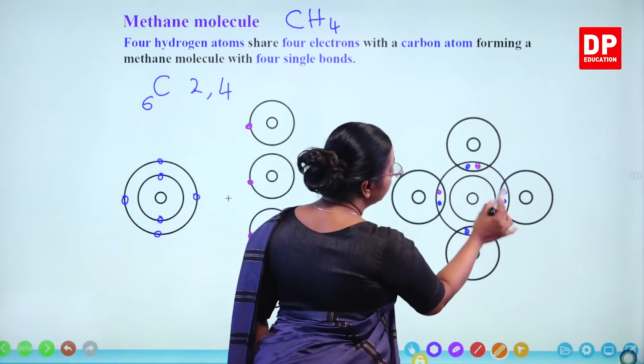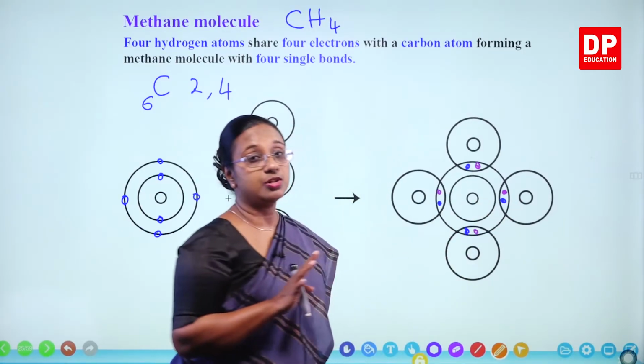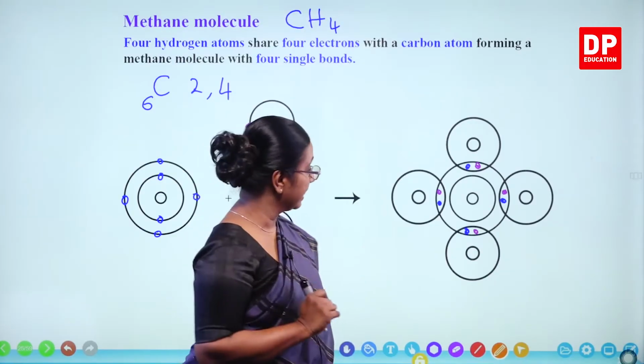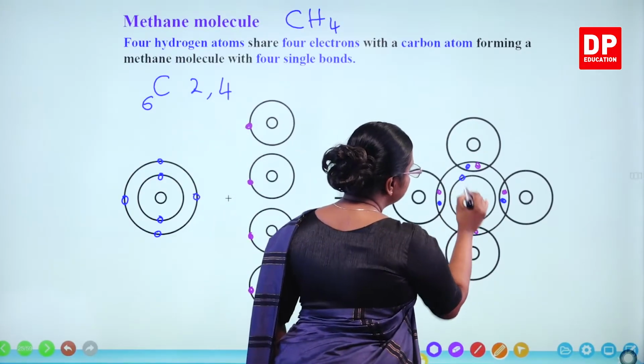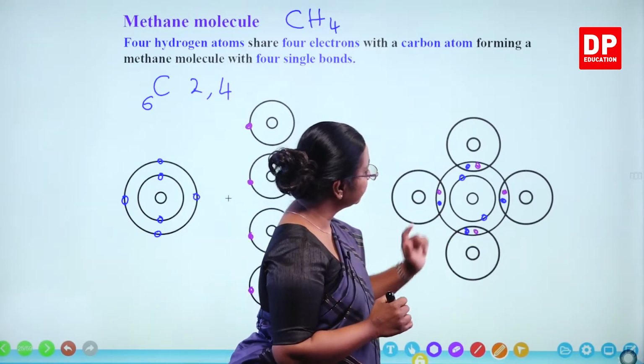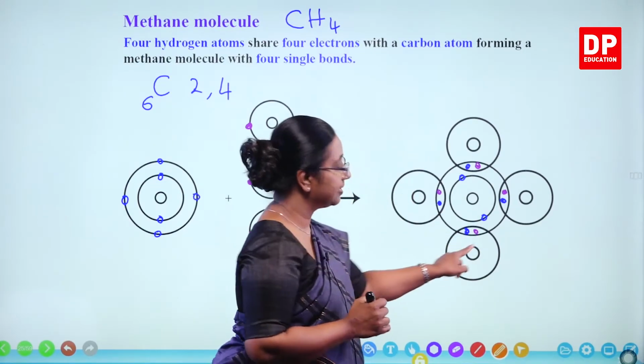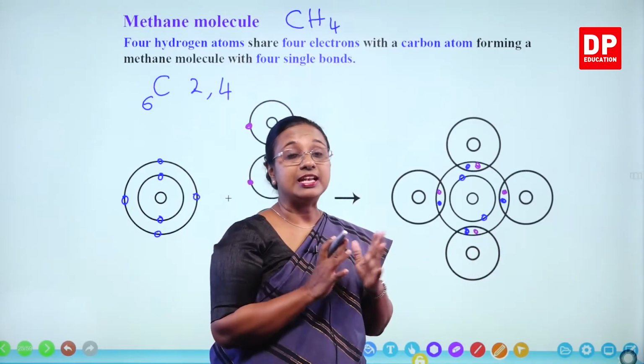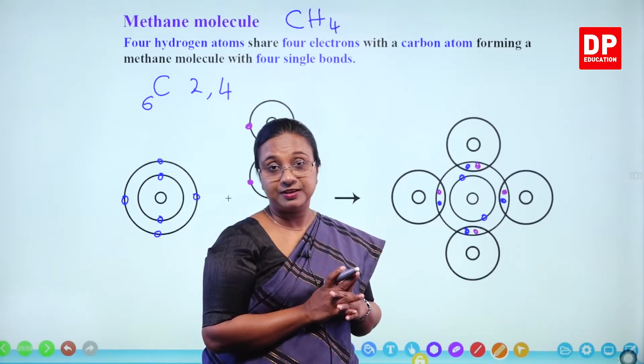And carbon, 2, 4, 6, 8. So that also has a complete energy level. And it has the 2 electrons in the first shell as well. So 2 electrons in the first shell, 8 electrons in the second shell. So that is a stable electronic configuration.